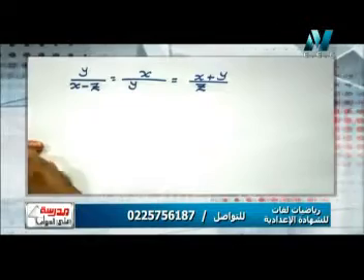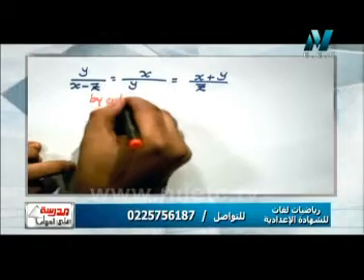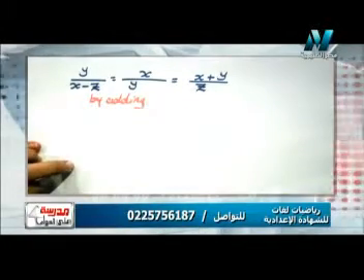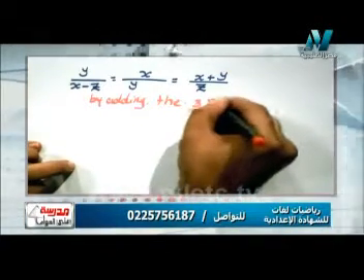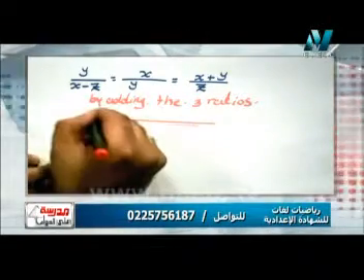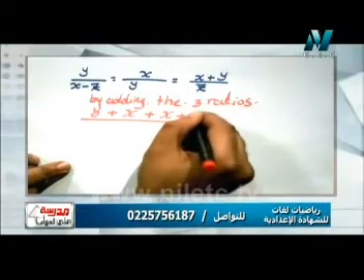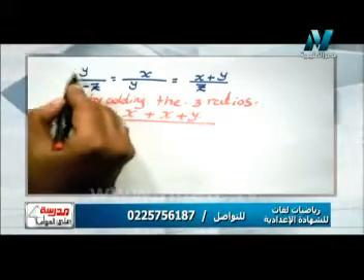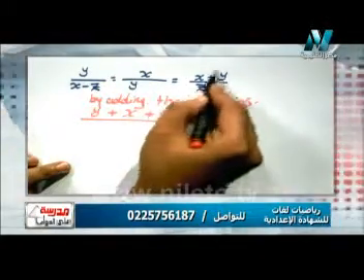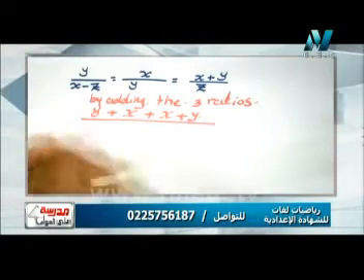صح؟ طب it means we can add by adding the three ratios. Okay, يعني هعمل إيه؟ Just y plus x plus x plus y. Just add all the antecedents. تمام؟ Do the same down. هعمل نفس الكلام in the denominators.